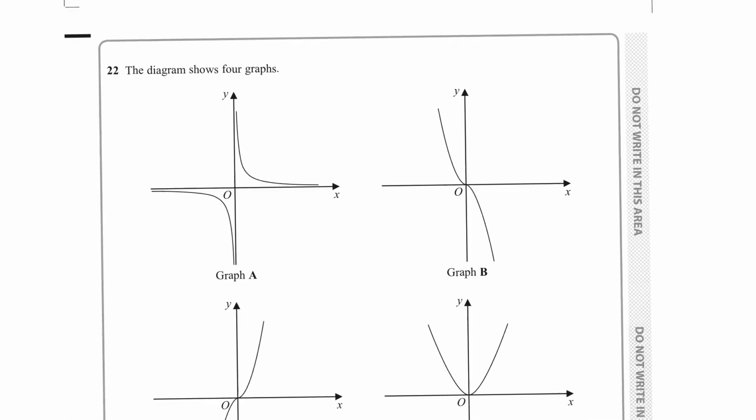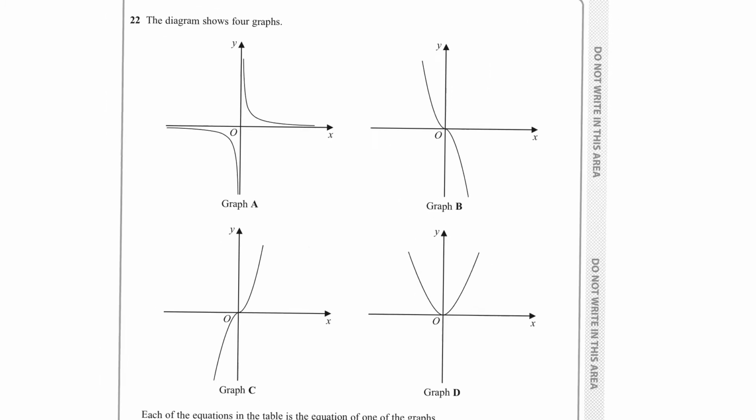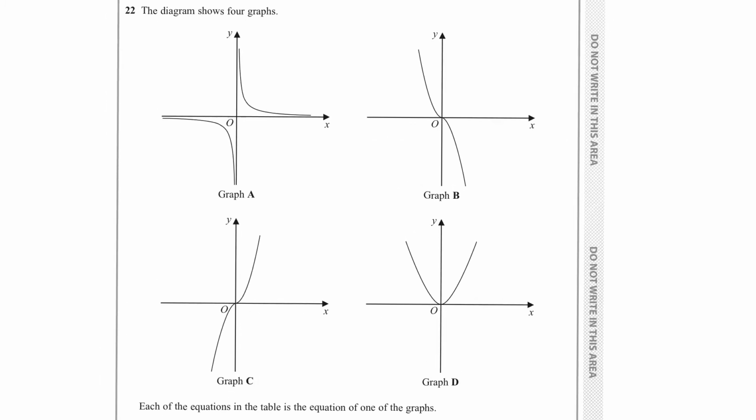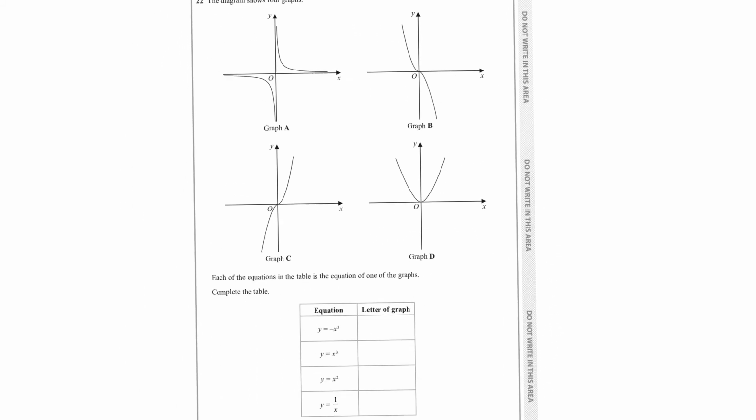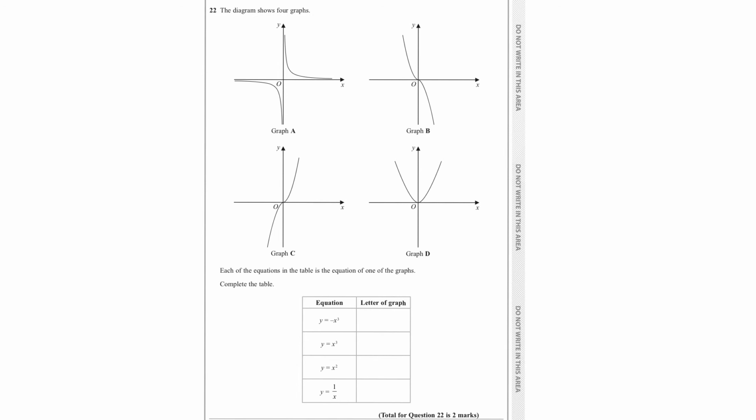Okay, so looking at question 22, it's showing us these different graphs. If I zoom out even more you can see the full question. It says each of the equations in the table is an equation of one of the graphs and wants us to complete the table. All right, let's have a look at what we have.